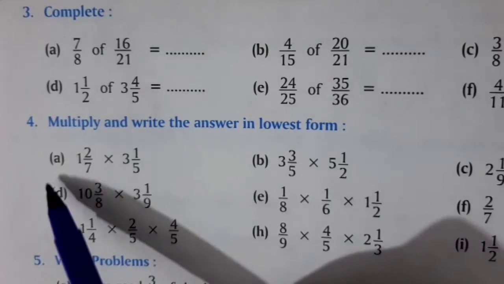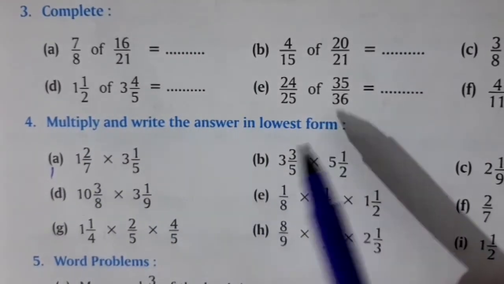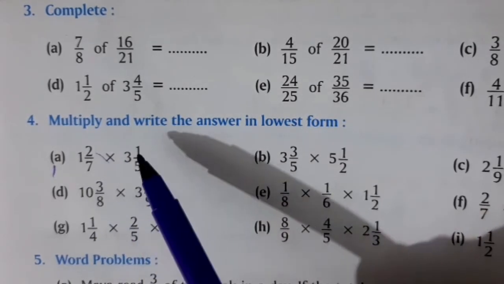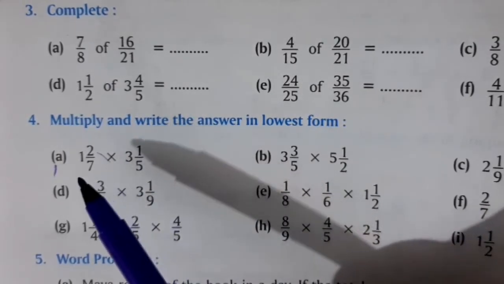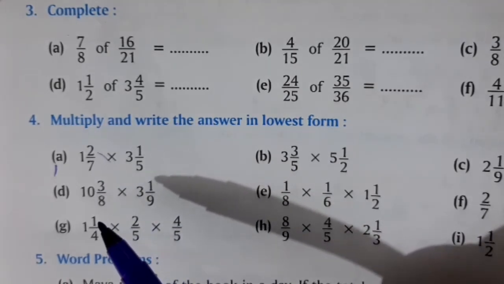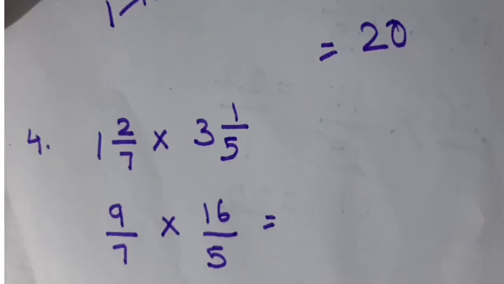Now come to question number 4. Multiply and write the answer in the lowest form. Here the question is 1 2 upon 7 multiplied by 3 1 upon 5. Here both the fractions are mixed fractions. So you have to convert them into improper fractions first.